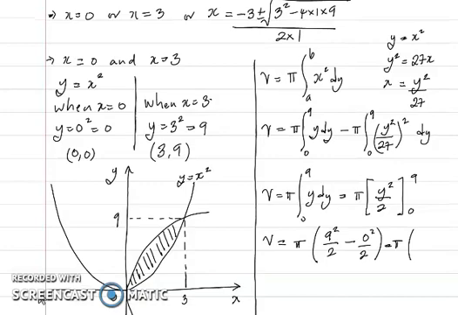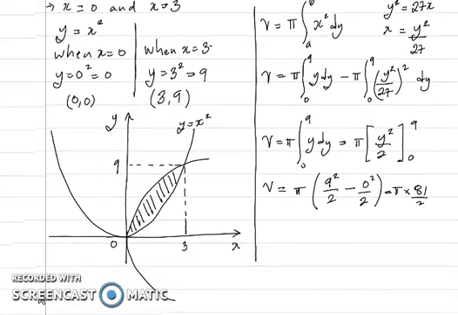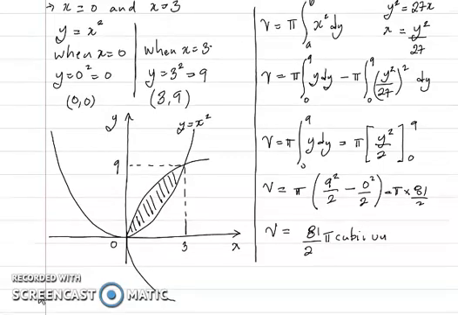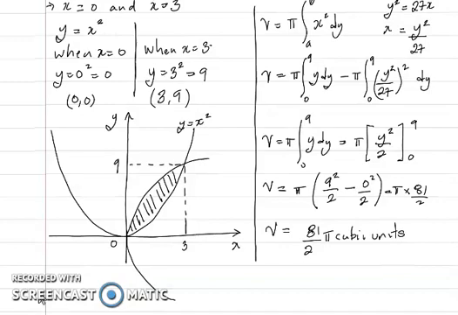And this should be equal to pi times 81 over 2. So our volume V would be equal to 81 over 2 pi cubic units. All right. So let's get to the next integral.